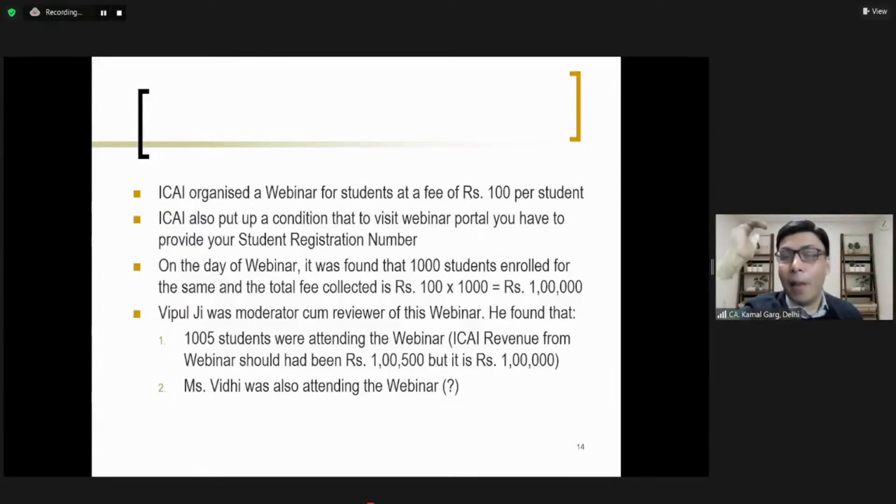So what will happen? It is happening because of zero control policy, because we do not have any control to fortify or to prove who is behind the camera. So de facto control policy is absent. And because of this, if Vidhiji's sister and 2 cousins are attending the program without actual enrollment, in that case, further 300 revenue will be understated.